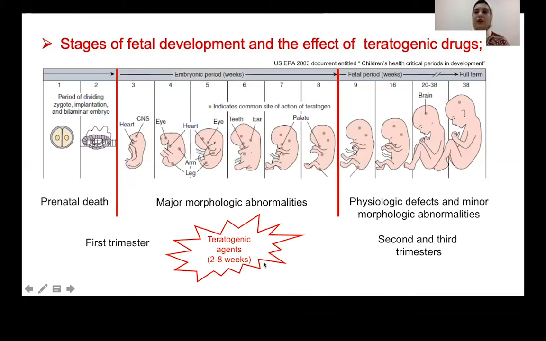It's better not to give any kind of drug to the pregnant female during this time, from the 2 to 8 weeks. Please don't forget this number.